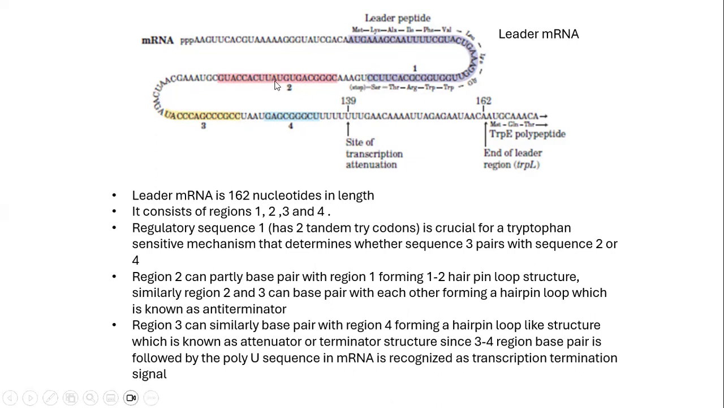Similarly, region 2 can also base pair with region 3, forming a hairpin loop like structure. The base pair between region 2 and 3 is also known as an anti-terminator structure. Region 3 can alternatively also base pair with region 4, forming a hairpin loop like structure, which is known as an attenuator or a terminator structure. Since followed by region 4, we have a poly-U sequence. So a combination of a hairpin loop immediately followed by a poly-U sequence is recognized as a transcription termination signal.